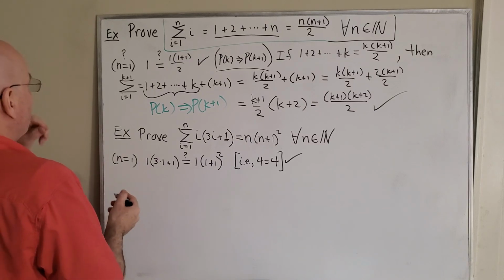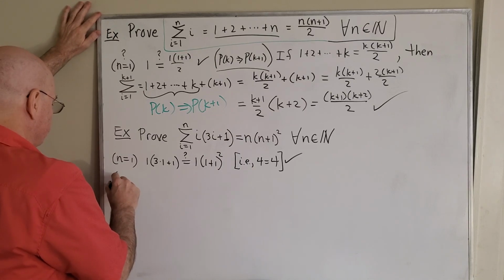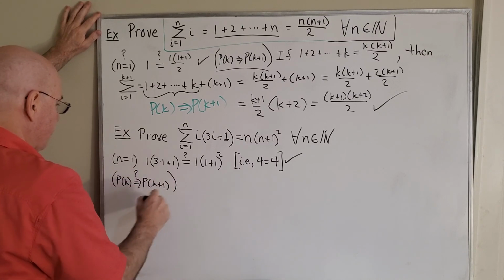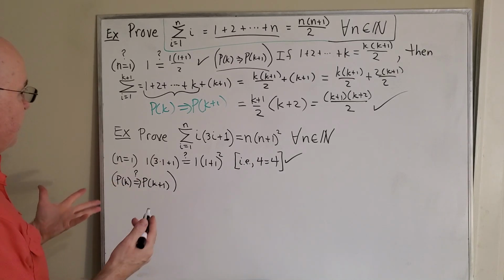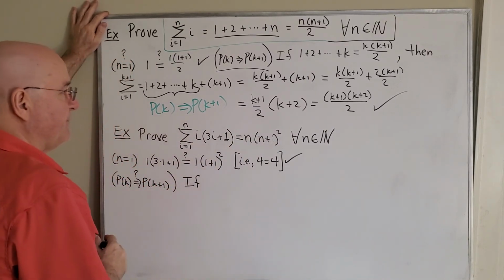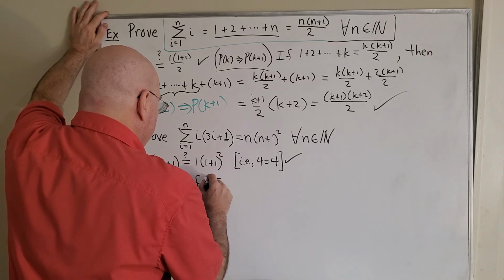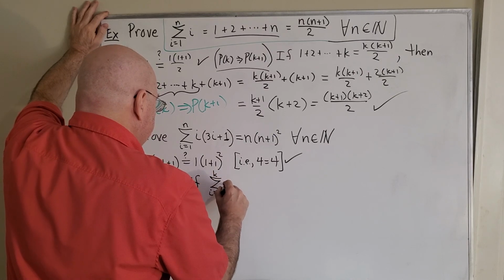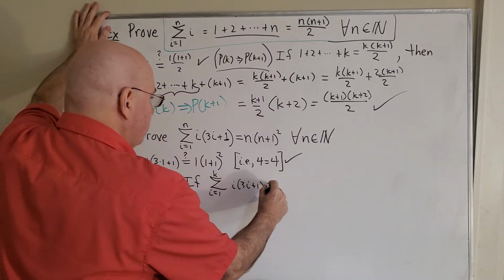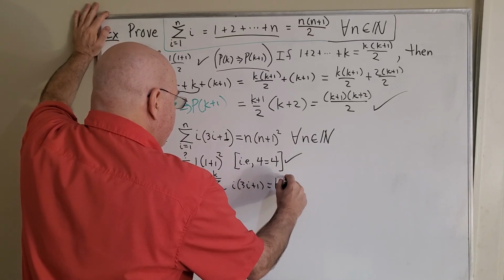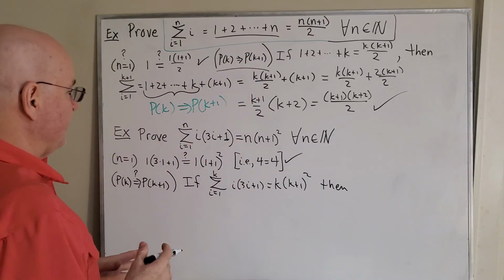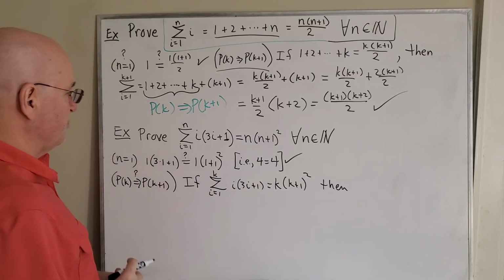Now for the second part, I'll put a question mark here. Does Pk imply Pk plus 1? Well, let's find out. If this is true for some arbitrary natural number k, if the sum from i equals 1 to k of i times 3i plus 1 equals k times k plus 1 squared, then now we need to look at what the left-hand side is when we go up to k plus 1.